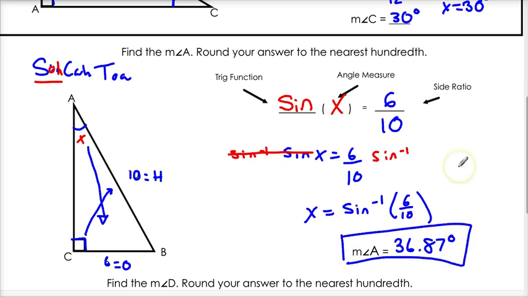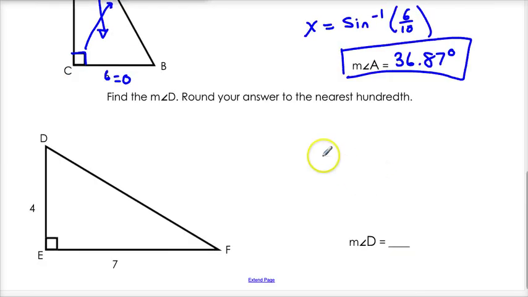I know what you're thinking. I still don't get it. Well, maybe you do get it, but let's try one more time. Let's really get this, okay?